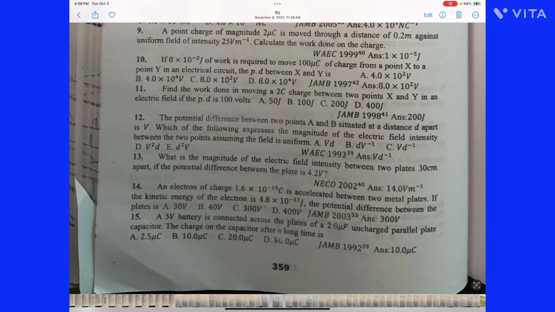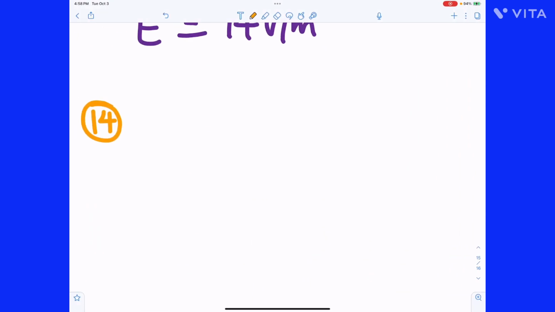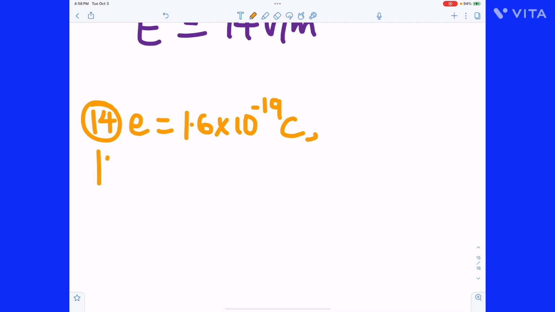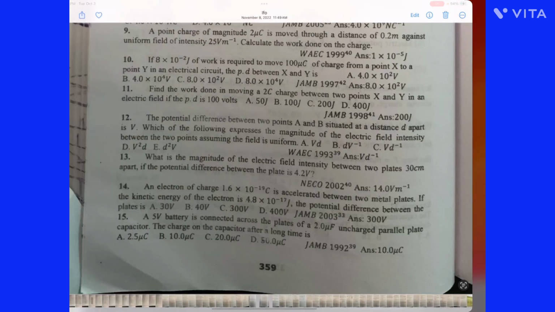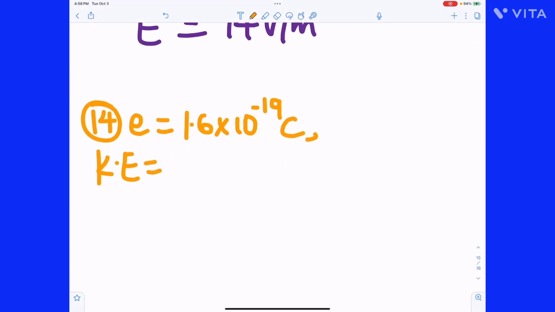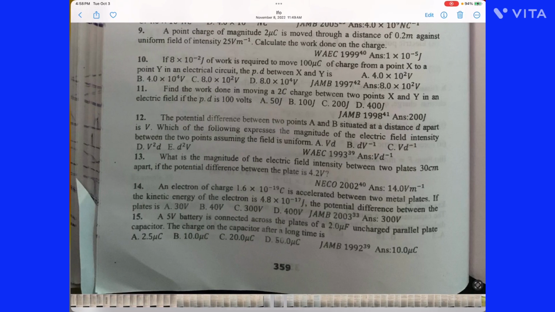What do we have in question 14? It says an electron of charge 1.6 times 10 raised to power -19 coulombs is accelerated between two metal plates. If the kinetic energy of the electron is this, the potential difference between the plates is... The charge of the electron is 1.6 times 10 raised to power -19 coulombs. We are told that the kinetic energy of the electron is 4.8 times 10 raised to power -17 joules.